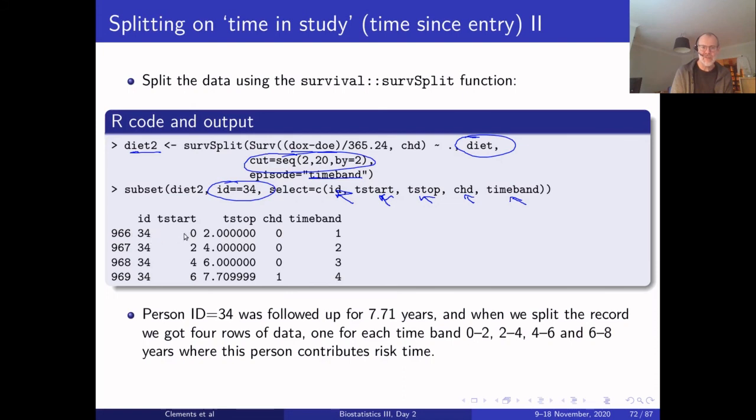ID 34 goes from 0 to 2 with no event, 2 to 4 with no event, 4 to 6 with no event, 6 to 7.71 with one event, and these are just numbers for each of the time bands.